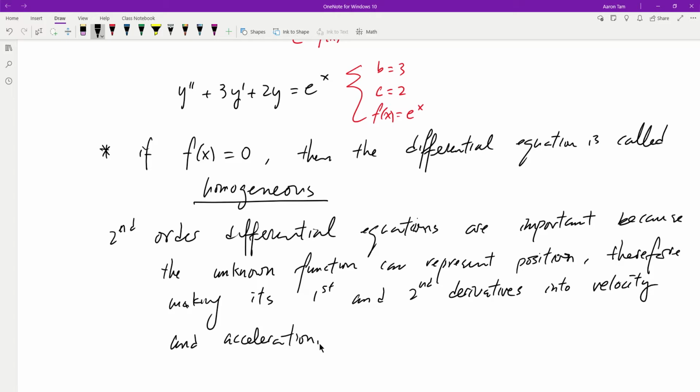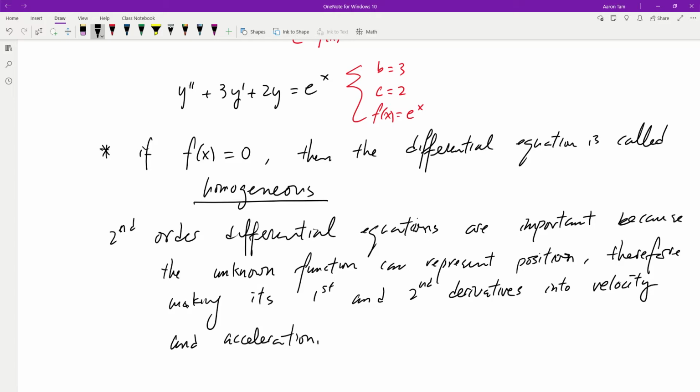So therefore, a second order differential equation actually will allow us to relate all the forces involved together into one equation, and then use the solution to the differential equation to model the movement of an object if we know all the forces involved. And we actually will do some application of this later on in a different section, or maybe a little bit of it in this section also.